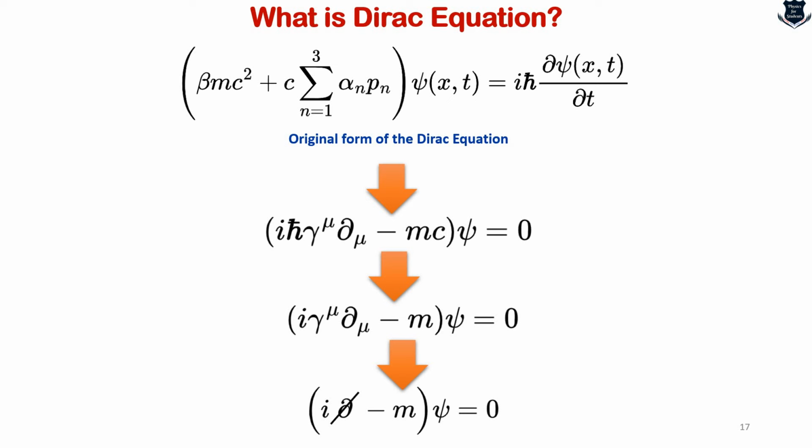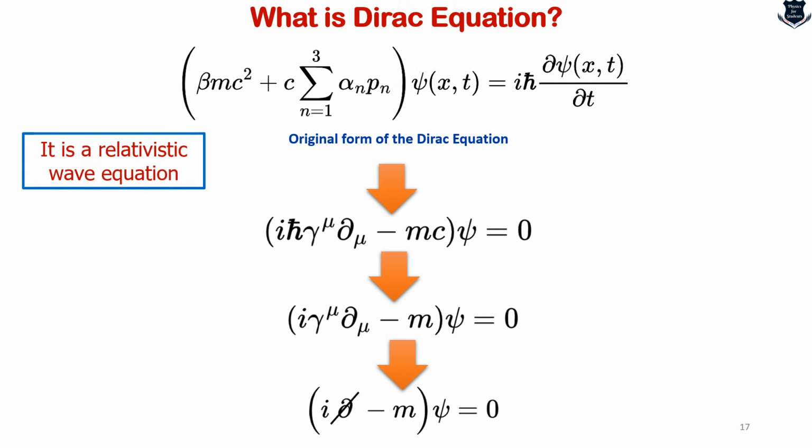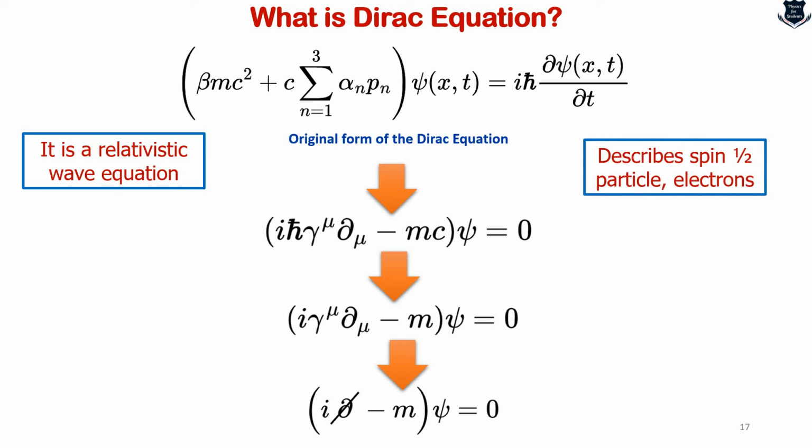Now, what is important about this Dirac equation are certain features. These features are written mathematically, and we will discover that mathematically. So first understand that this is a relativistic wave equation. That means unlike the Schrodinger equation, which is a non-relativistic wave equation, Dirac's equation is a relativistic wave equation. It describes spin-half particles, the fermions, which are specifically electrons.